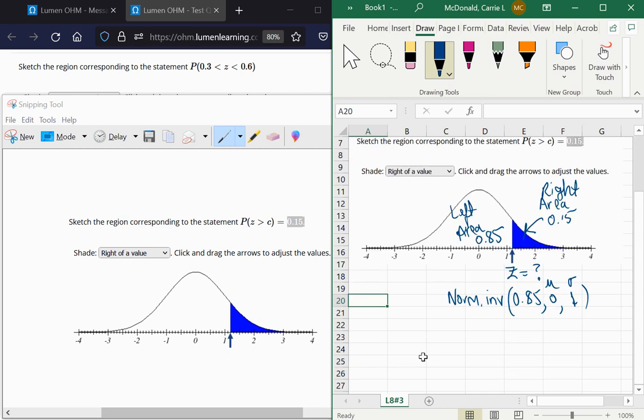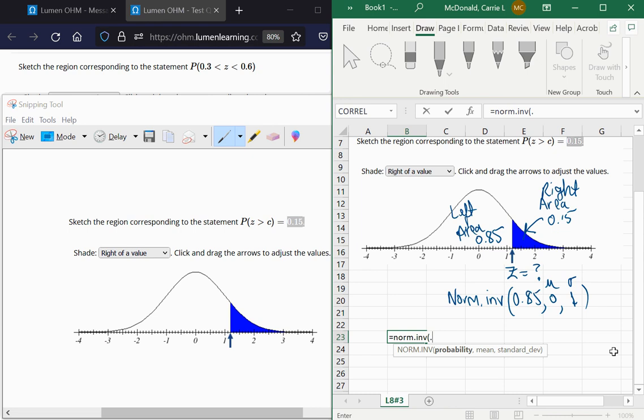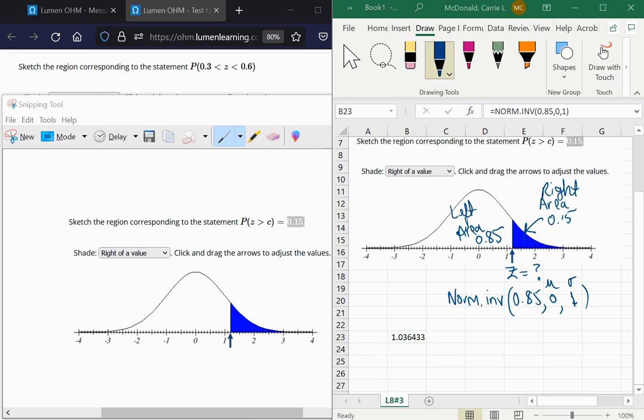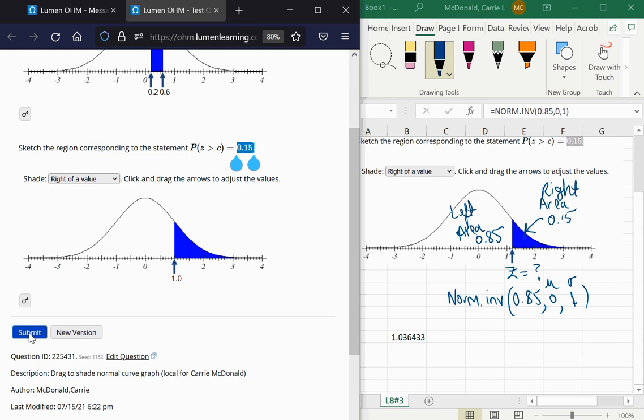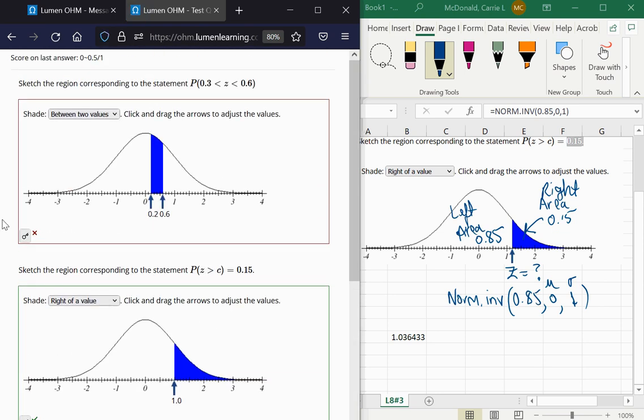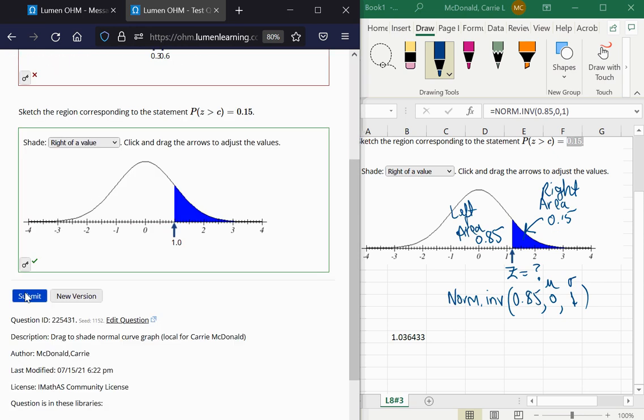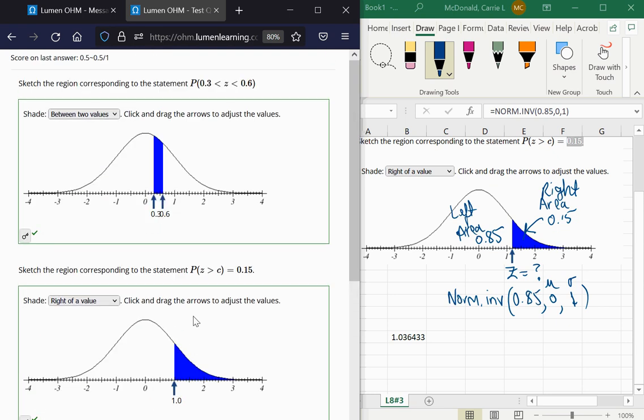And that's how I'm going to know where to put the slider, so that I'll get an area on the right of 0.15. Okay, so norm.inverse, probability 0.85. Remember, that's always a left probability. The mean is 0 and the standard deviation is 1. So I need to line up to 1 decimal place. I need to line up my slider at 1.0. And this one, I guess I moved my slider by mistake. It was supposed to be at 0.3 and 0.6. Okay, so that's how you answer that.